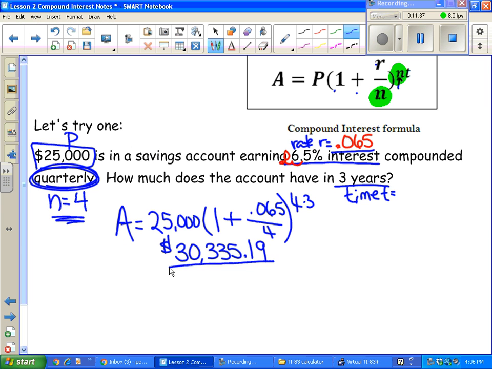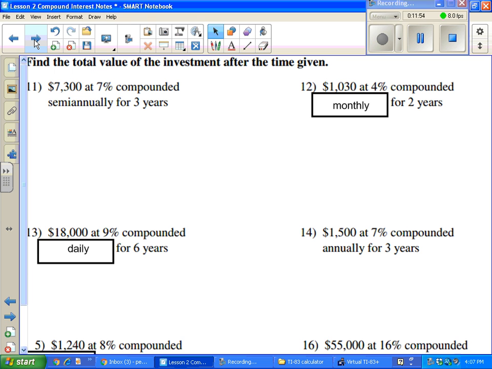$30,335.19. That should be the amount of money that you get when you type into the formula. So compound interest, not too difficult. It's mainly a formula. You've got to know what the letters stand for, how to substitute them in, and how to plug it into your calculator.